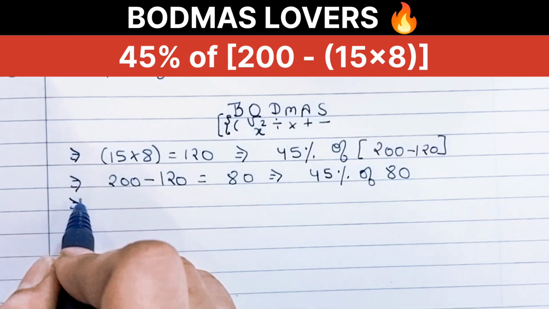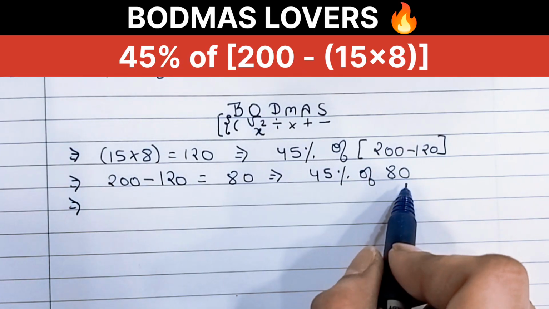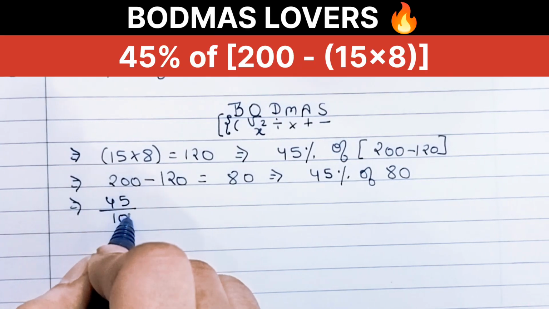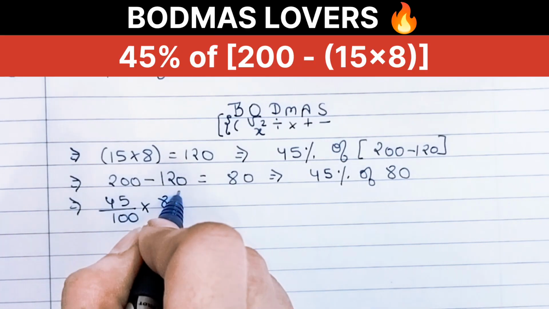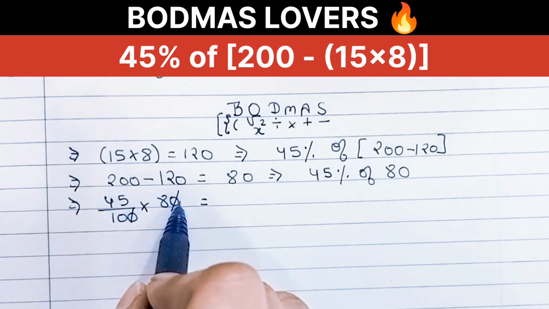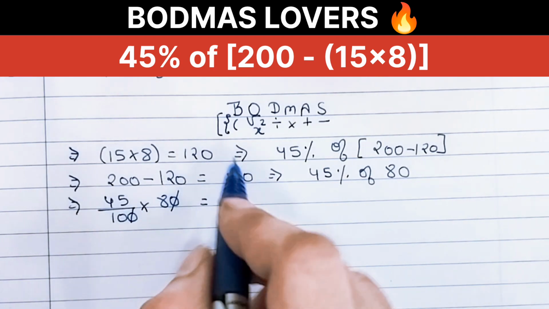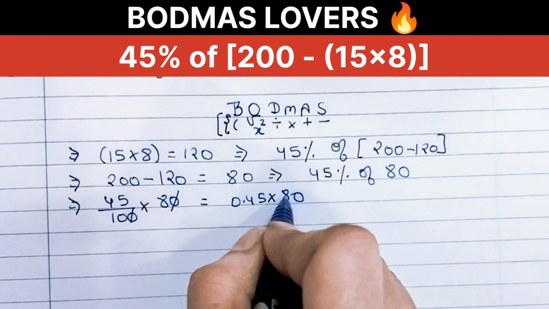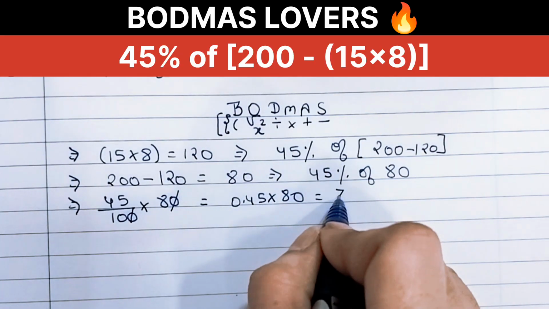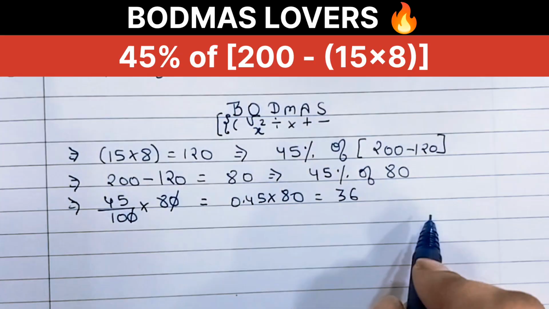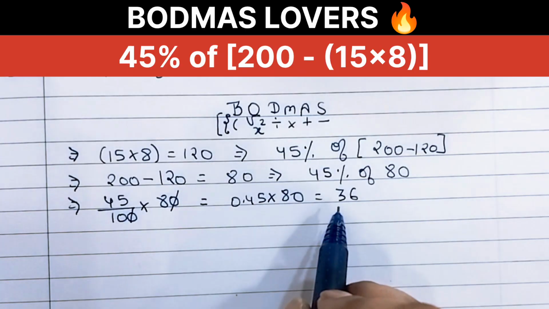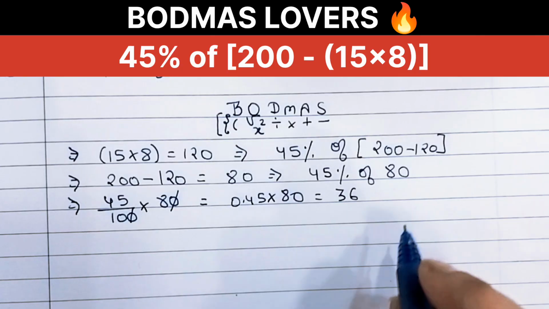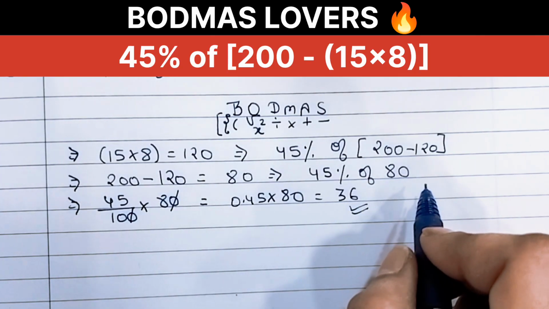Move to the next step. Now calculate 45% of 80. So now 45 upon 100 multiplied by 80. Now cut down the value. You can cut down the zeros, or you can multiply 0.45 multiplied by 80 without cutting zeros, and after that you will get 36. And according to these steps, after clearing all the brackets, the percentage operation takes precedence, followed by multiplication. Now 36 is the final result.